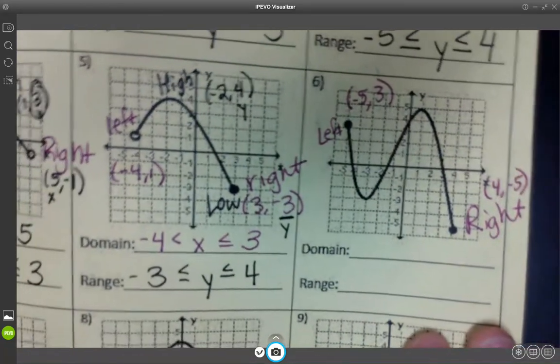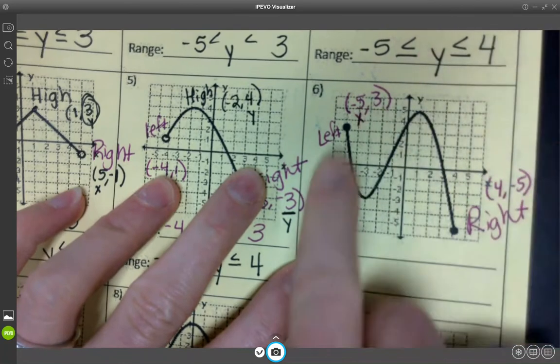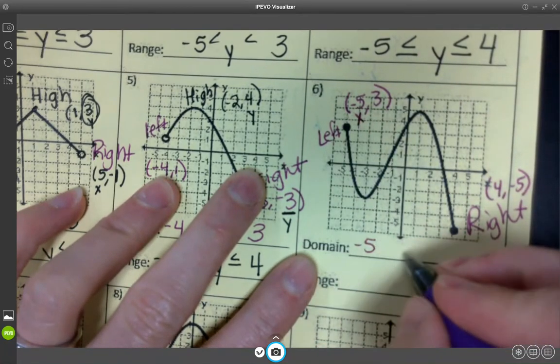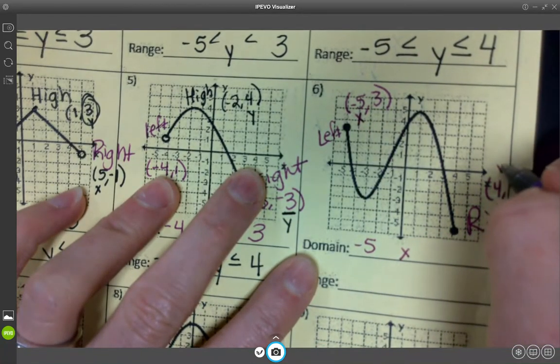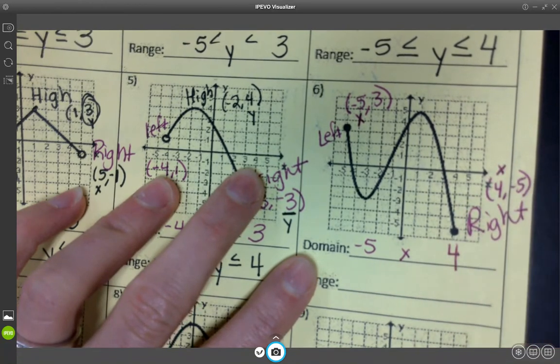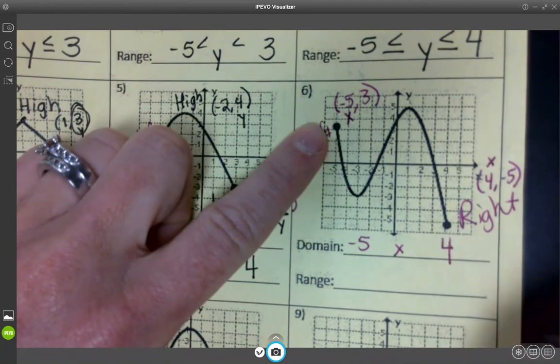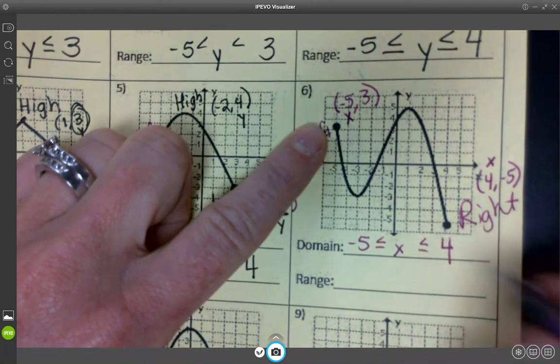And we look at our x values. So our x value for our left is -5. Our x value for our right value is 4. And on both of the left and the right, they're closed circles, so it's a less than or equal to.